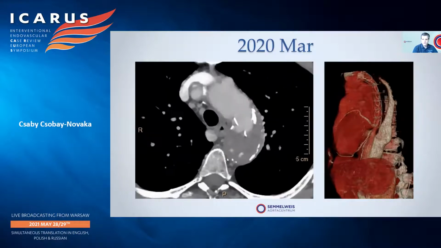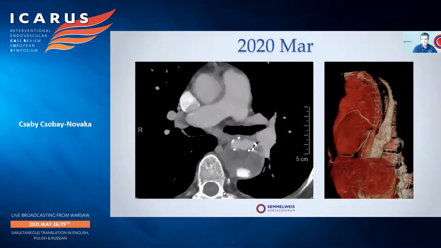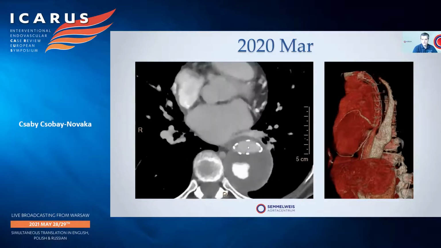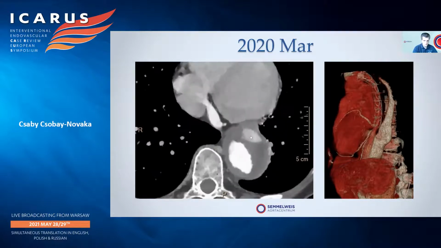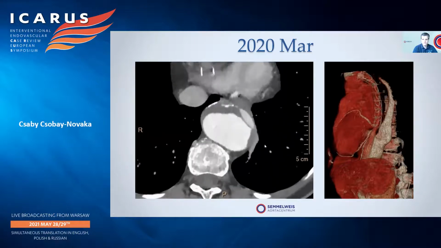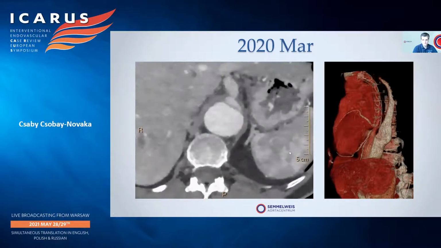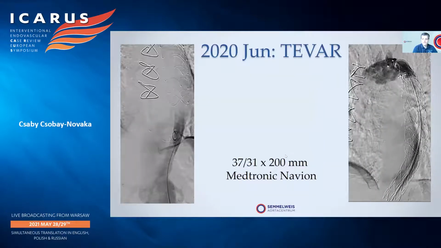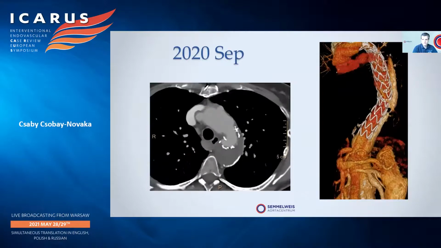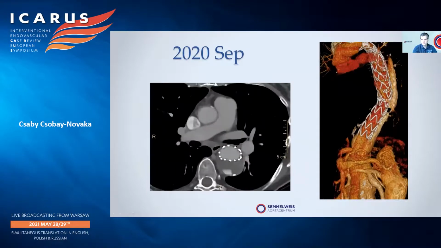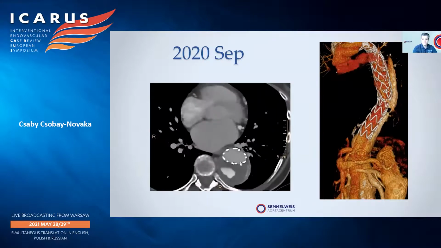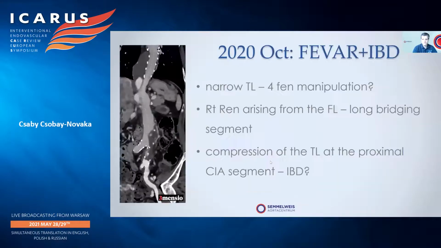In 2020, March, we did a follow-up imaging on the patient. You see the quite compressed frozen elephant trunk device in the descending aorta and the perfused false lumen at the descending. So we continued the case with the planned TEVAR in June 2020. The tapered Medtronic Navion was used, 20 centimeters long. After this operation, you see a positive remodeling can be seen on the true lumen of the descending aorta, but still the false lumen is perfused.